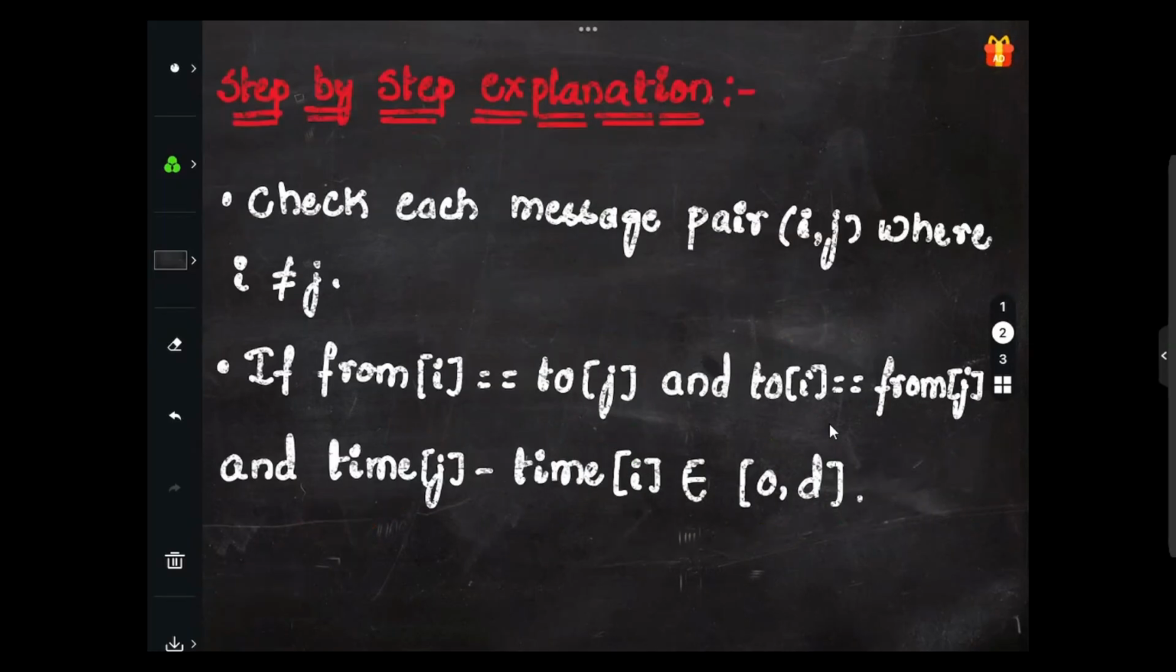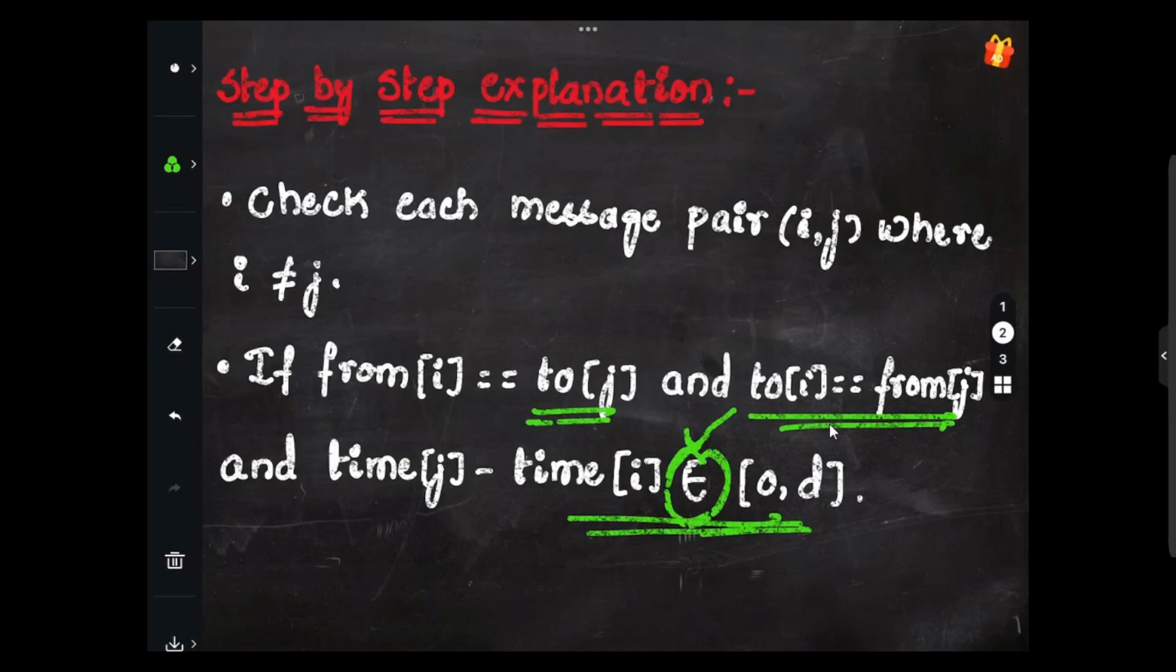So here, from i is equal to j and to of i is equal to from of j, and time of j minus time of i belongs to 0 comma d. So this is nothing but the belongs to symbol. This comes from set theory. If you would have done the math, you would have known, right? So this is nothing but the belongs to. So here, time of j minus time of i belongs to 0 comma d.